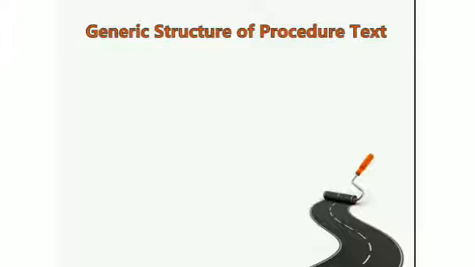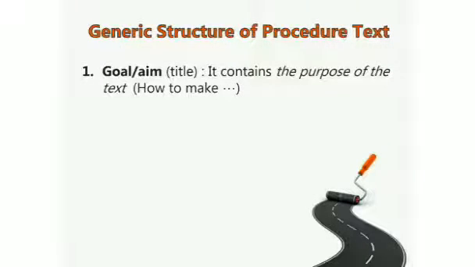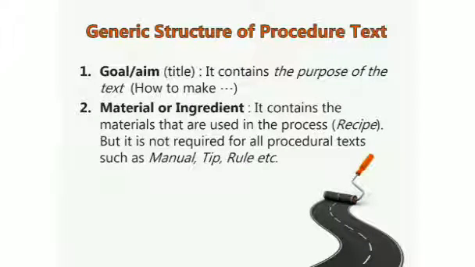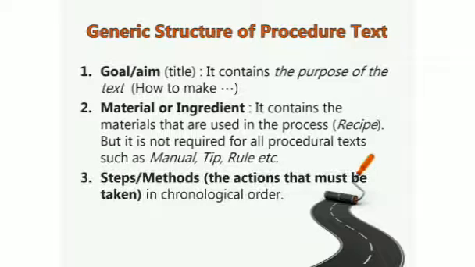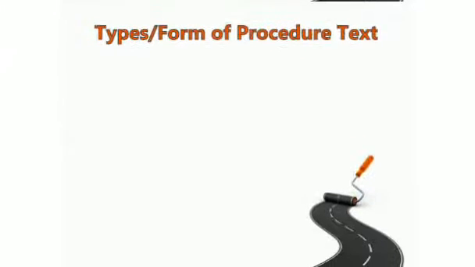The structure of procedure text: the first is goal or aim, the title. It contains the purpose of the text, for example, how to make blah blah blah. And then the second is the material or ingredient. It contains the materials that are used in the process, for example, how to read the recipe. But it is not required for all procedural texts such as manuals, tips, rules, etc. And the last is steps or methods, the actions that must be taken in chronological order.